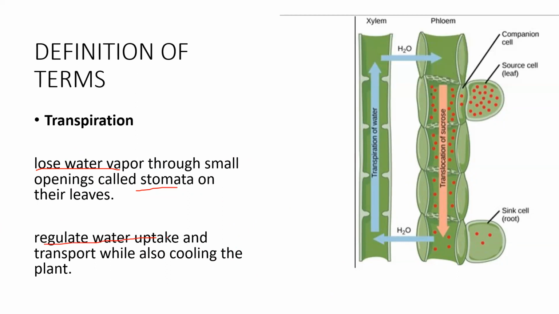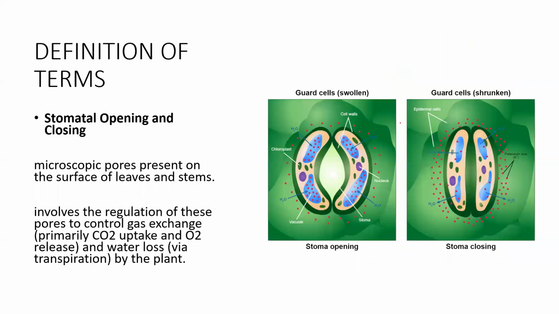So it regulates the water uptake and transport while also cooling the plants. So it means ang mismong xylem ang nagre-regulate doon sa pag-absorb ng tubig or pag-release ng tubig, I should say. And at the same time, doon sa pag-uptake, especially ang phloem. So it transports while also cooling the plants. Okay? Stomatal opening and closing. So this is the swollen guard cells and the shrunken guard cell.